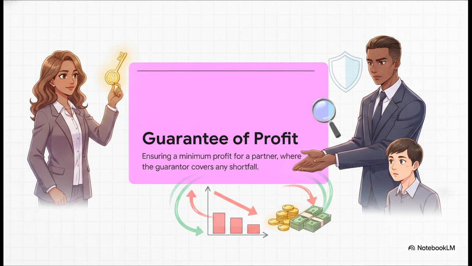But wait, that money doesn't just magically appear out of thin air. If a shortfall occurs, the guarantor partner, the one who actually made the promise in the first place, has to reach into their own personal profit share to make up the difference.